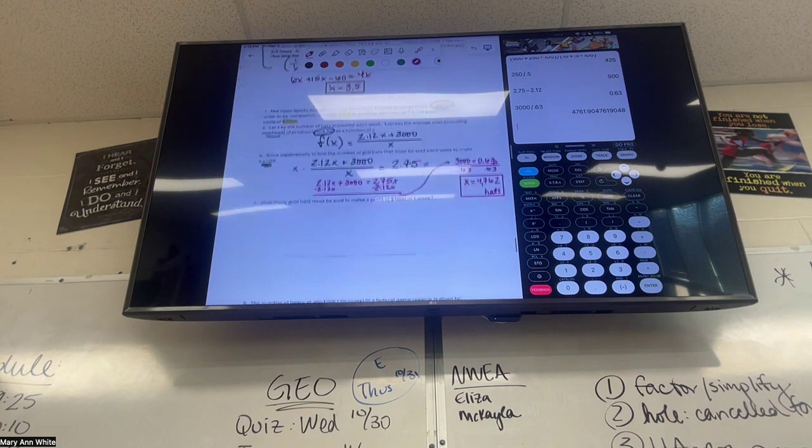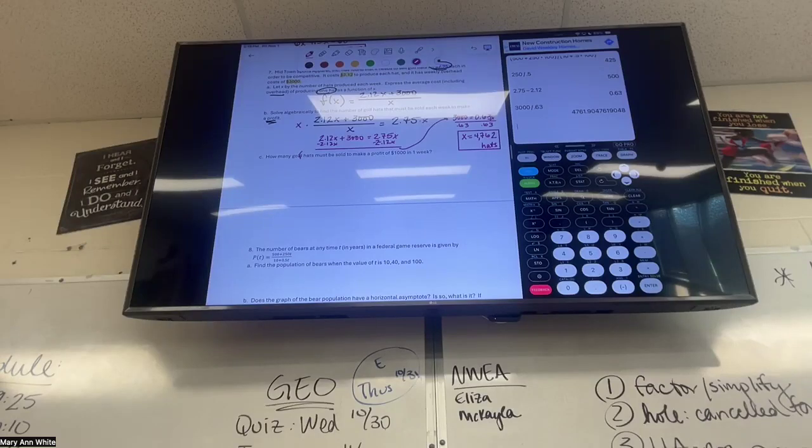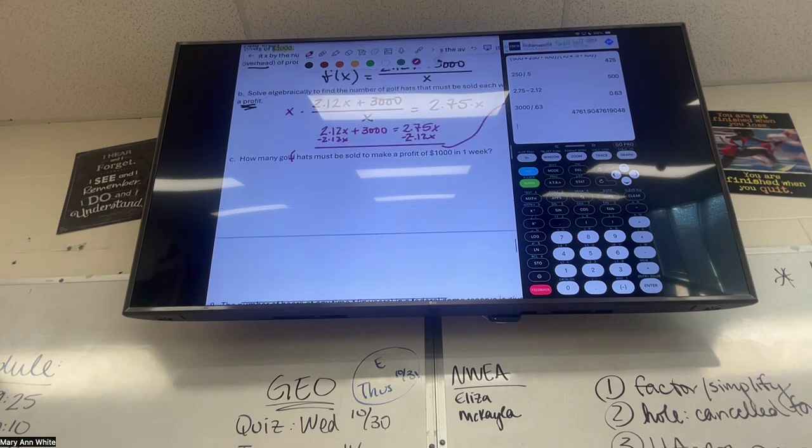Okay, my next part of this question says how many golf hats must be sold to make a profit of $1,000 in 1 week? So just set it equal to what? 2,000 instead of 275? No, because the 275 is how much each hat costs. Where can I add in that I want to have more of a profit? Right now we have price per hat plus my overhead divided out equals the cost. Where can I add that 1,000 into? Have an idea?